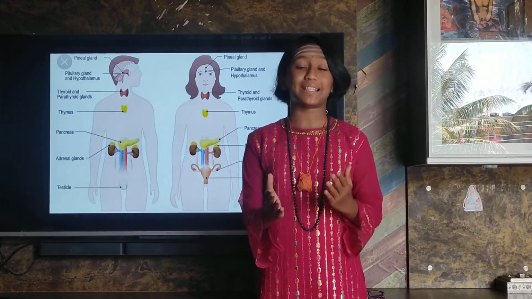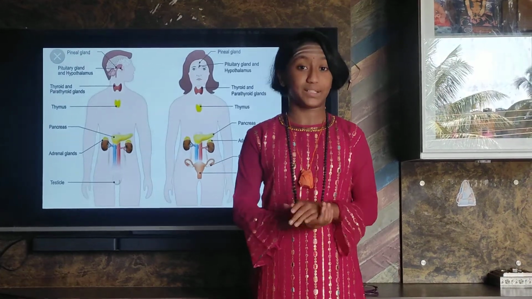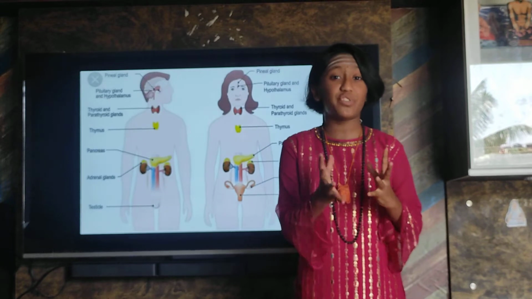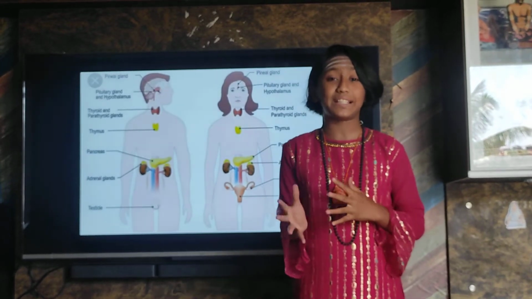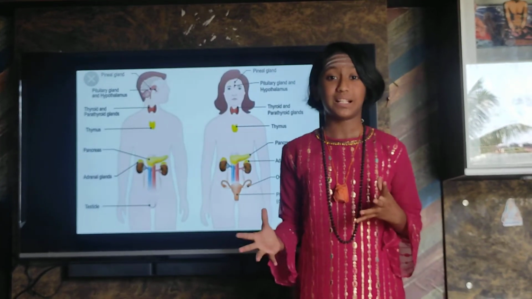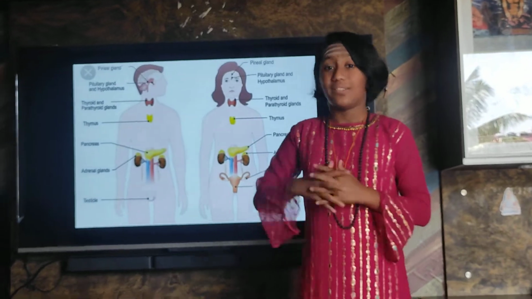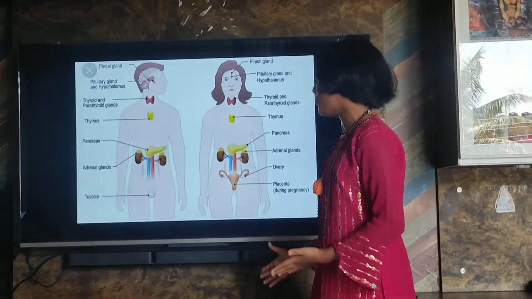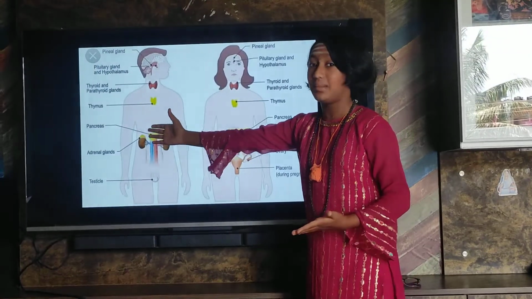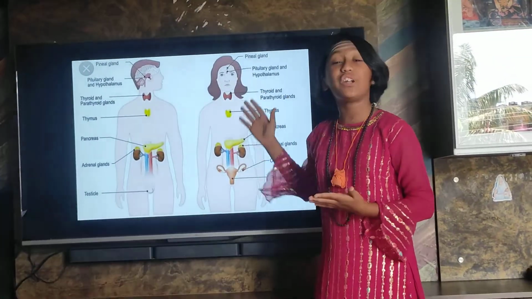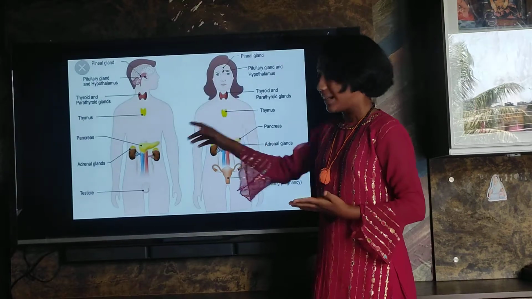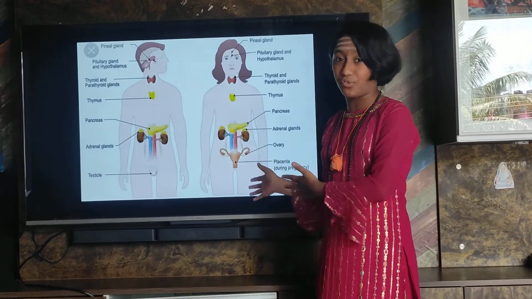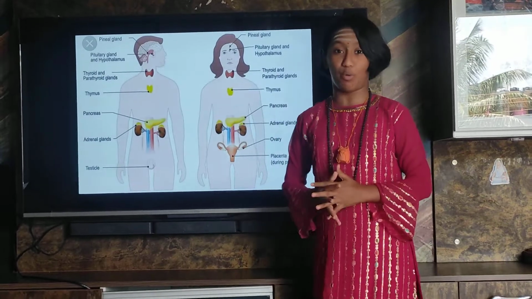Every gland has its own function and importance, and they have a specific feature: they are ductless, meaning tubeless. First we shall study the endocrine glands present in a human body. In a male body and in a female body, all glands are the same except for testis and ovaries. Ovaries are present in the female body and testis in the male body.